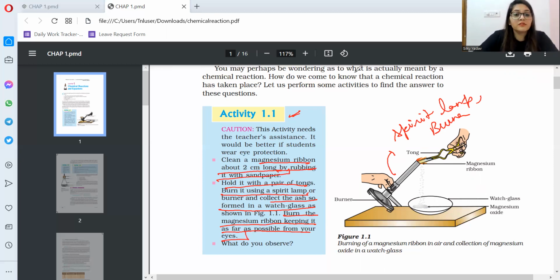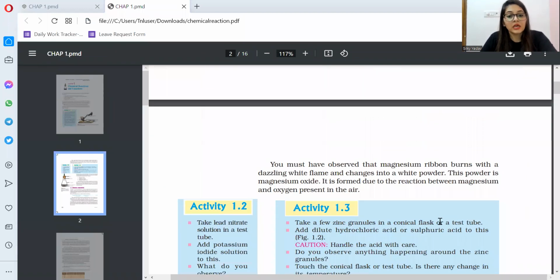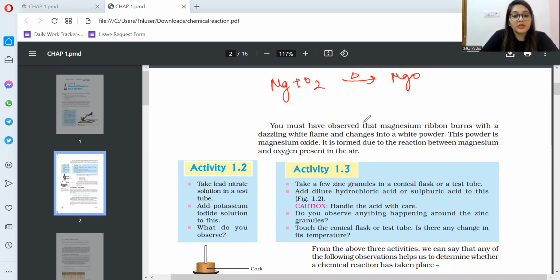So what we have observed here is that a chemical reaction has taken place when the magnesium ribbon was burned. You must have observed that the magnesium ribbon burned with a dazzling white flame. Always remember, whenever magnesium burns in oxygen, it burns with a dazzling white flame and changes into a white powder. You know that the color of magnesium oxide is white, as I've already told you. This powder is magnesium oxide. It is formed due to the reaction between magnesium and oxygen in presence of the air.